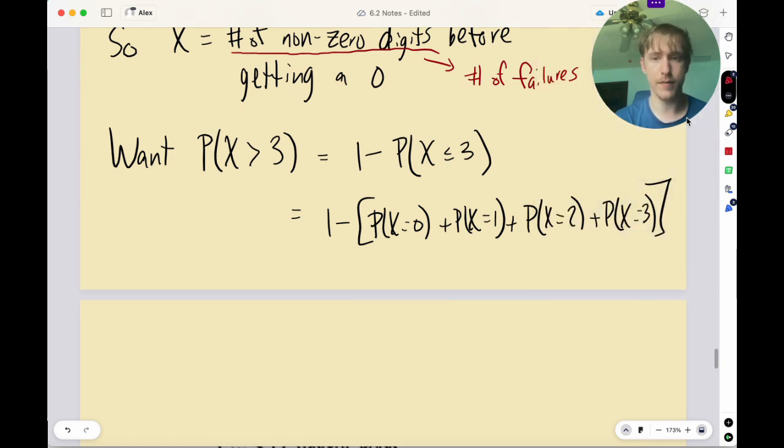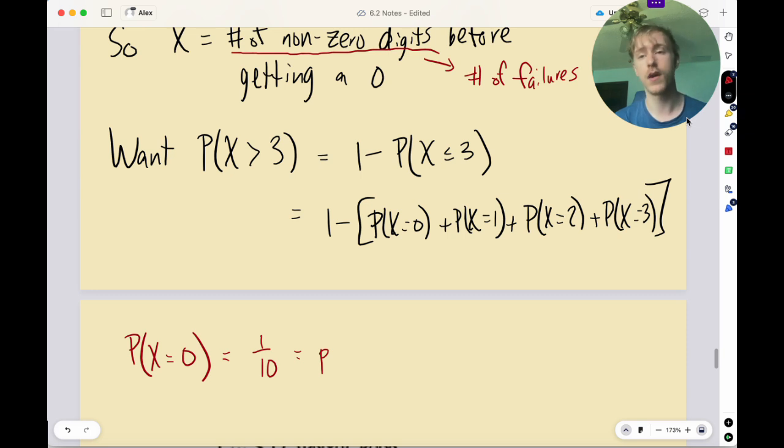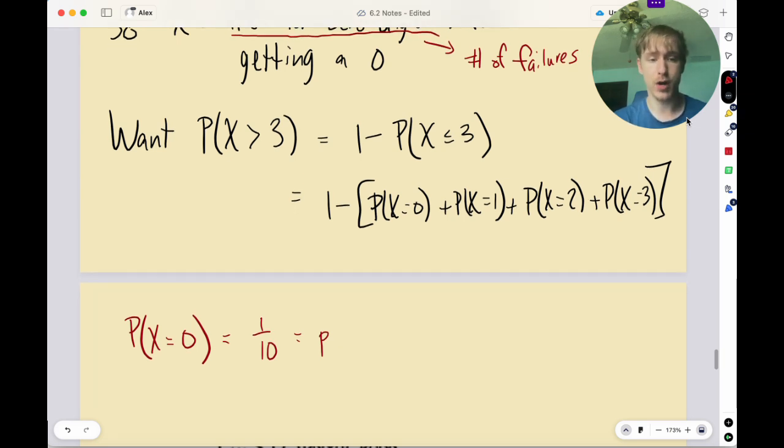So what is the probability that x is equal to 0? Well, that means that we don't have any more non-zero digits, and the next digit is a 0. What's the probability of that occurring? Well, since these are all random and there are 10 digits, that's just going to be 1/10, which is also, we can label that little p, probability of success.